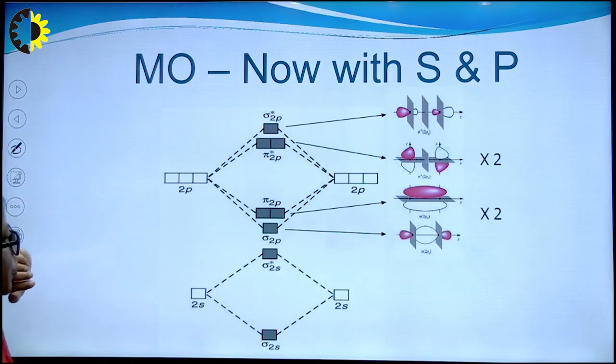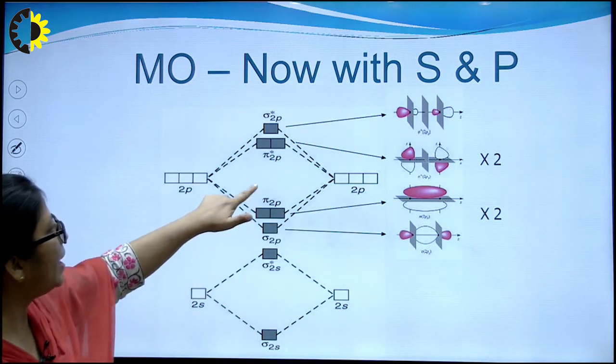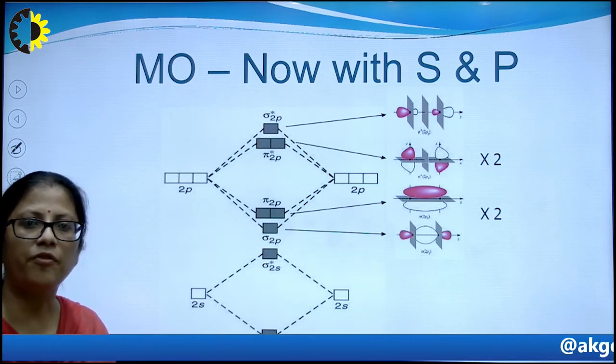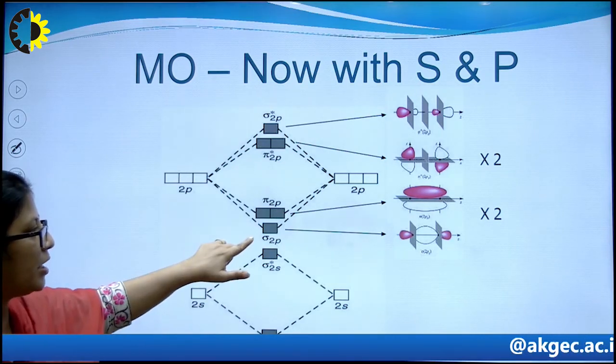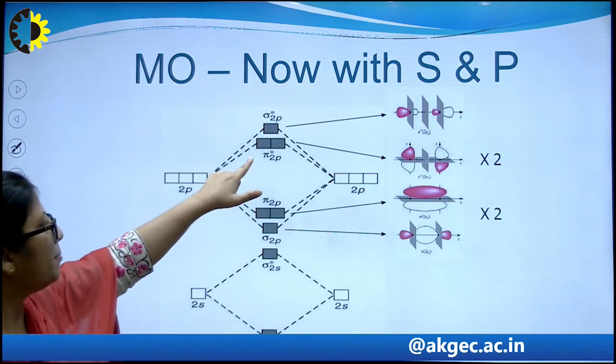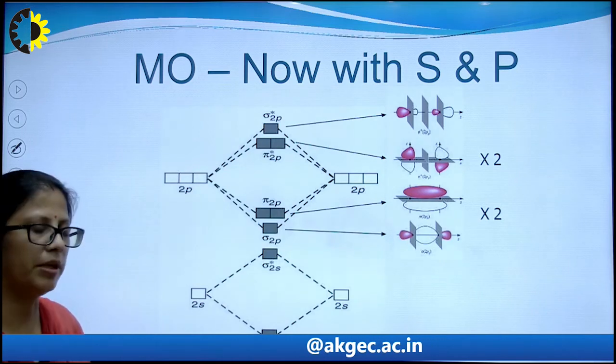This is a diagram showing how sigma, pi, pi star and sigma star are related to each other in terms of energy. So, sigma 2p energy is least, then pi 2p, then pi star 2p and finally the sigma star 2p.